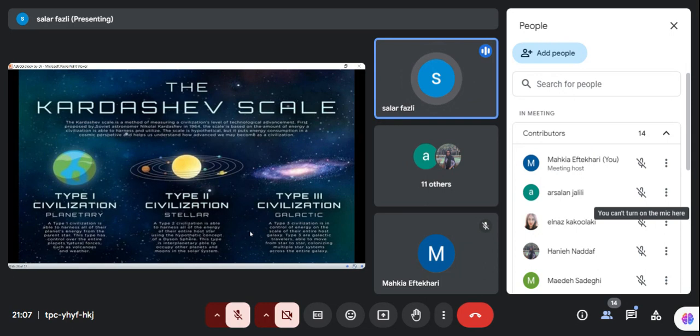This civilization would possess immense technological capabilities, including advanced space travel, interstellar exploration, and manipulation of galactic scale phenomena. They would have harnessed energy from supernovas, black holes, and other cosmic processes.